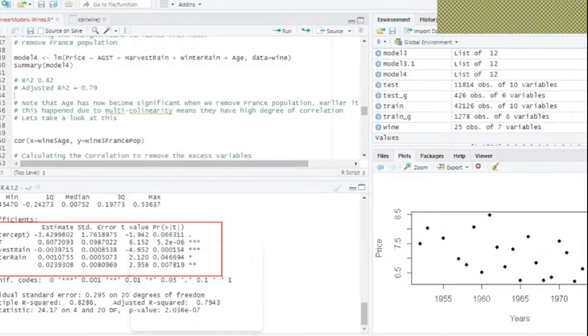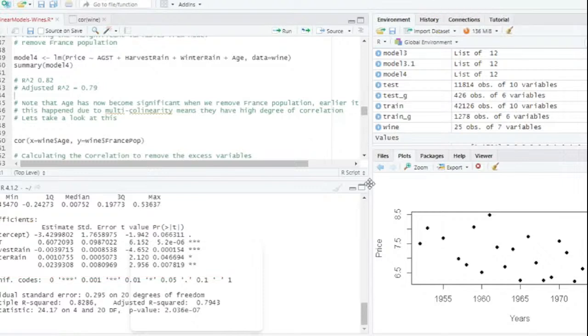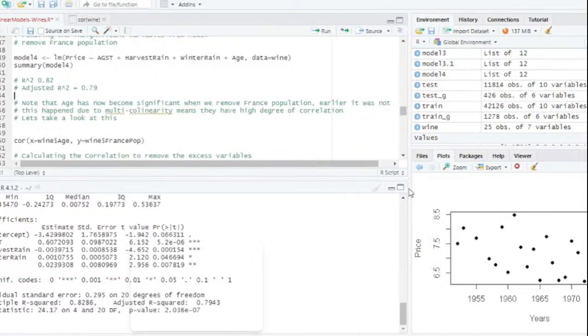Sachin, just hold on. I'll check for that in R Commander, right? Just hold on. Age has become a significant variable, and the industry experts will tell you that yes, age has to be included. It's always a significant variable for determining the quality of the wine, right? Age has now become a significant variable when we remove France population. Earlier it was not. This happened due to multicollinearity. I have seen that because there is a high degree of correlation, right?